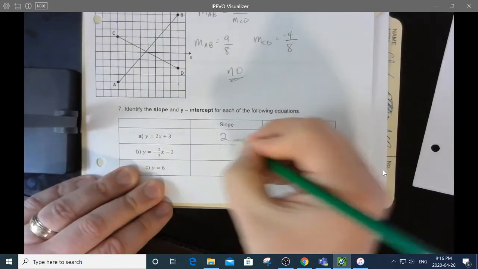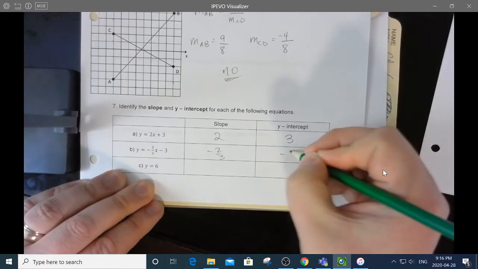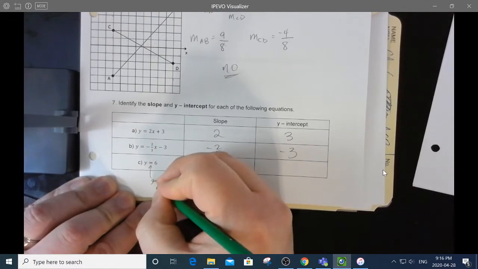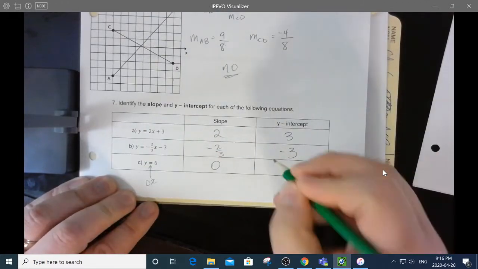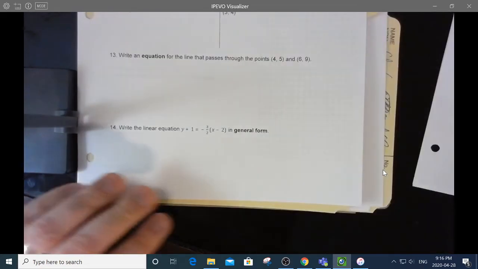Okay, find the slope and the y-intercept. So the slope here is 2, the y-intercept is 3. The slope here is negative 2/3, the y-intercept is negative 3. And the slope here is 0, because you could think of this as 0 times x. And the y-intercept is 6. Okay. Page 3.